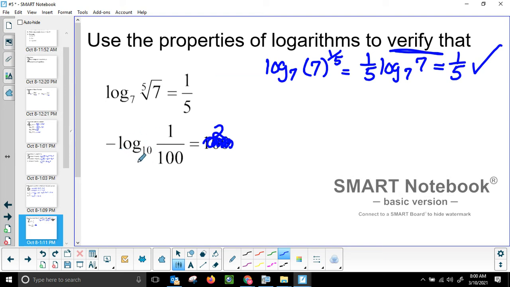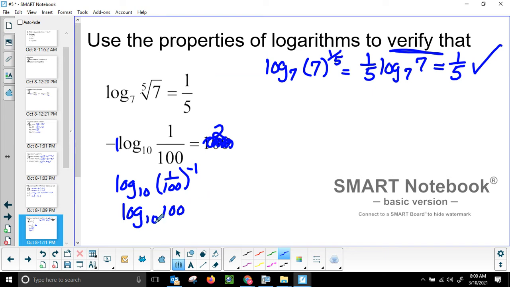All right, same thing here. I'm actually going to, this is the same thing as -1. So I'm going to bring this up as an exponent here. And this will give me log base 10 of 1 over 100 to the -1st power. That essentially just flips the fraction here. So this is really log base 10 of 100.